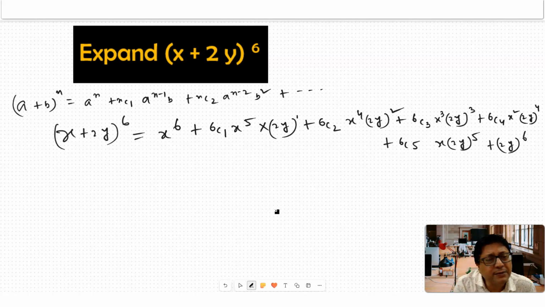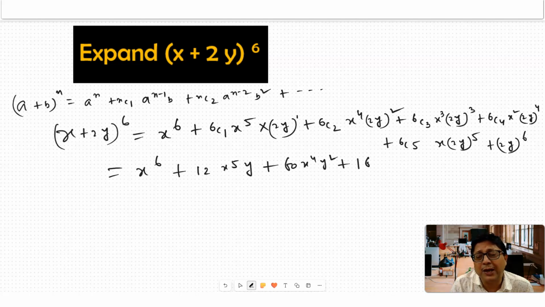If you expand it, you can't add because all are dissimilar terms. This is 6c1, you know 6, it is 12. 15 into 4, 60 x to the power 4 y square. 20 into 8, 160 x cube y cube. 6c4 is what? 6c4 has the same value as 6c2, so this is going to be 15 only. 15 and 16, 15 into 16 multiplied, 160 and 80, 240.